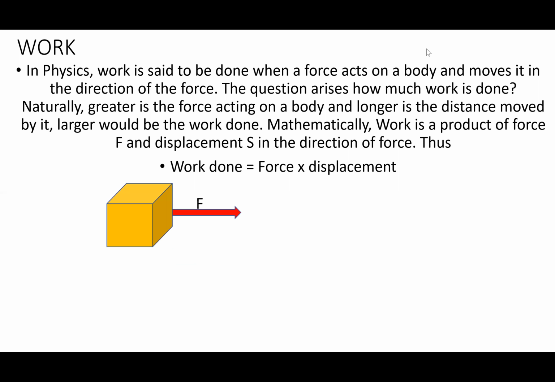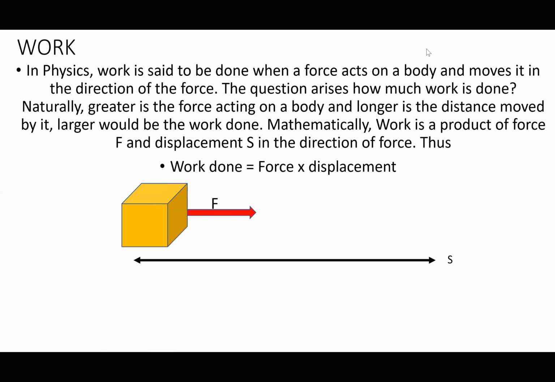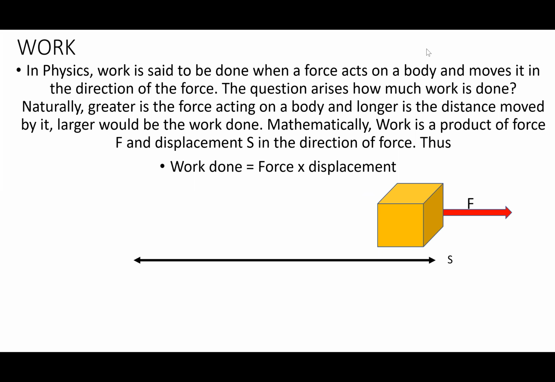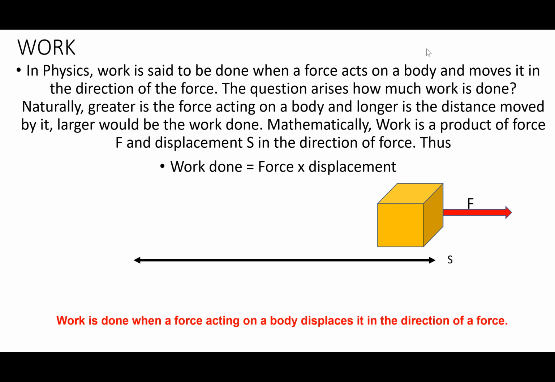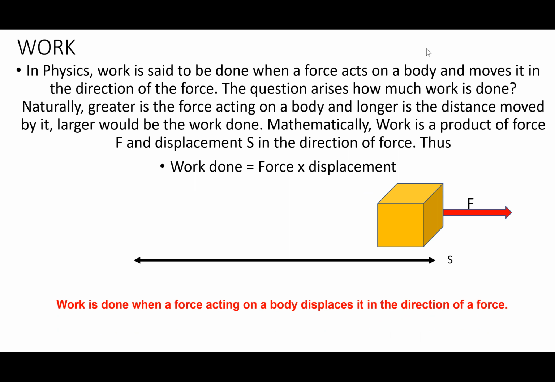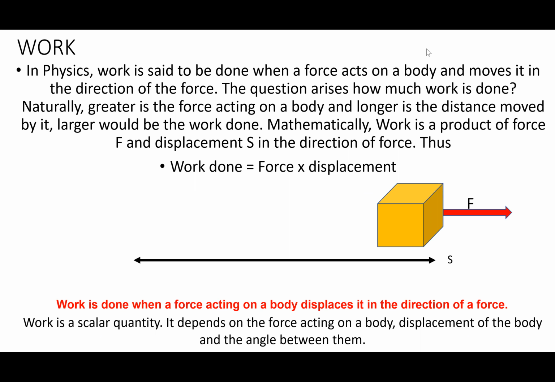Now, here we have a box and we are applying some force on it. It will travel a distance of S. Here we go, like this. That means some work was done on it when some force was applied on it. So work can be defined as: work is done when the force acting on a body displaces it in the direction of the force. Work is a scalar quantity. It depends upon the force acting on a body, displacement of the body, and the angle between them.